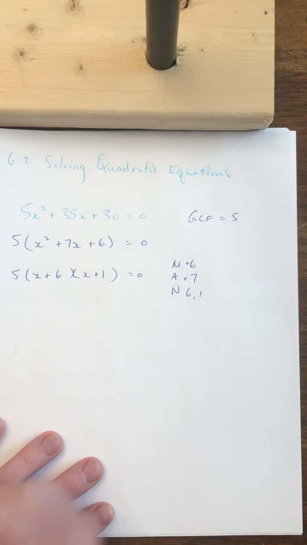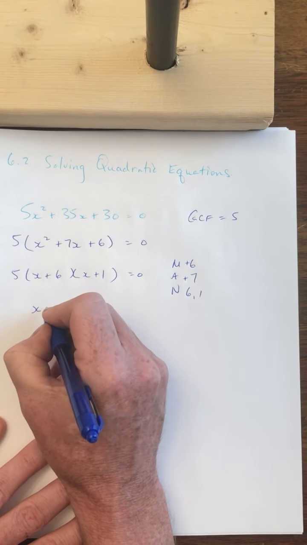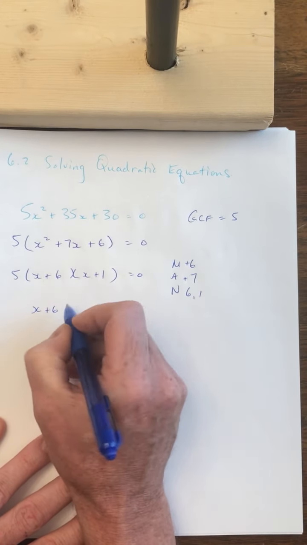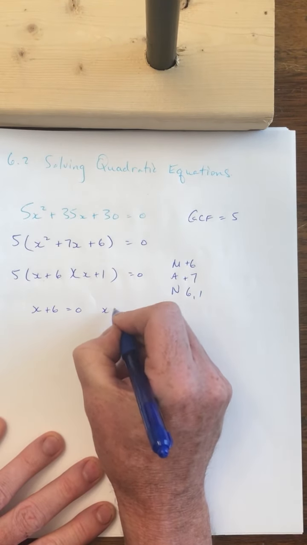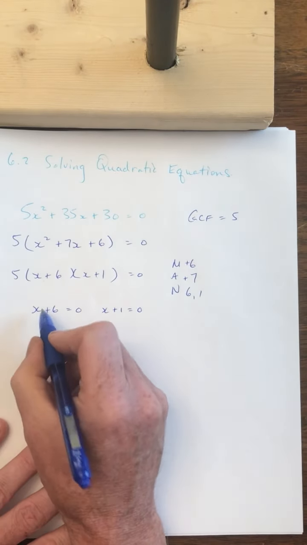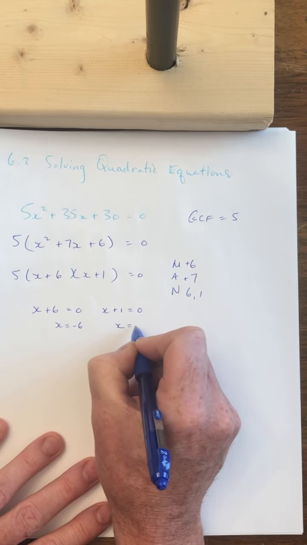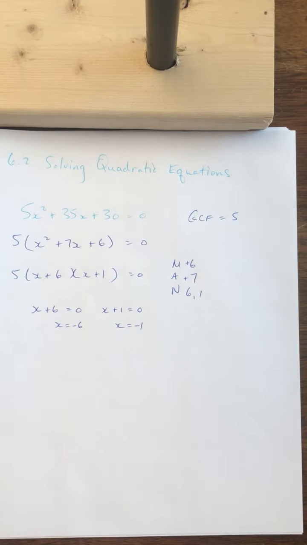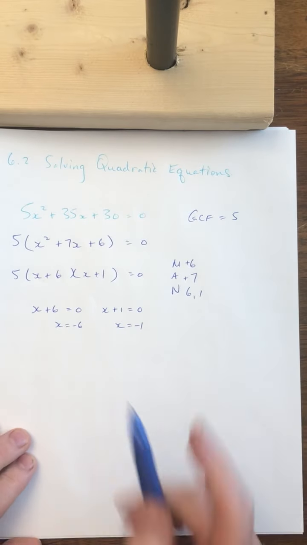To now find the values of x, we're going to set them to 0. So I'm going to take this x plus 6 and set it to 0, and I'm going to take the x plus 1 and set it to 0 as well. And now we can solve. x is equal to minus 6, and here x is equal to minus 1. So we know our two different values of x.